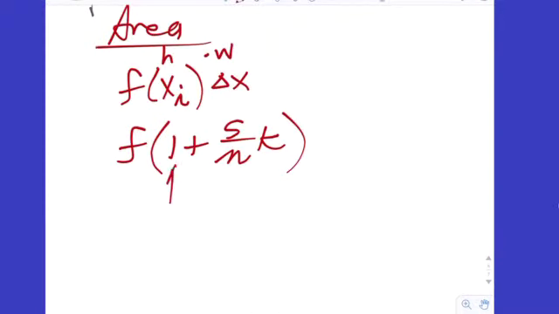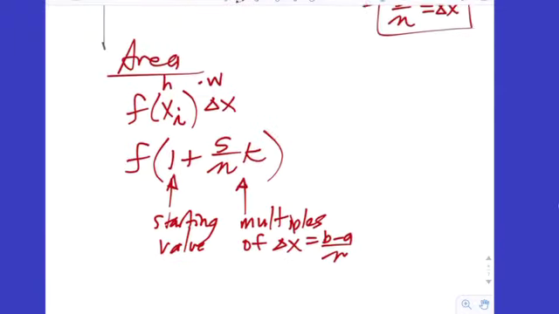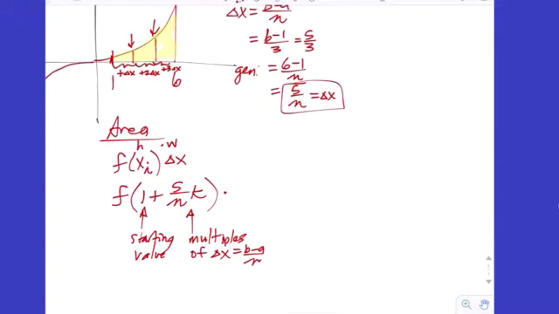So really what this is, is your starting value. And then this is plus multiples of delta x, which is b minus a over n. So that gives you the y values, and then times delta x. What is our delta x? It's 5 over n. So this is your delta x, your width.